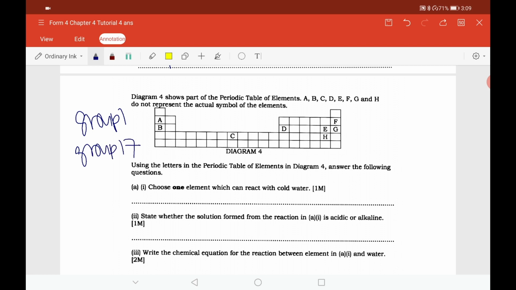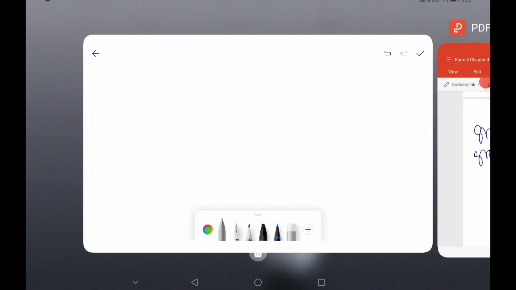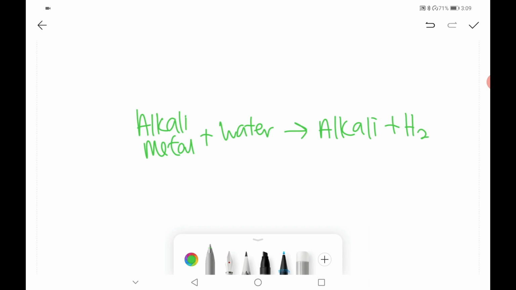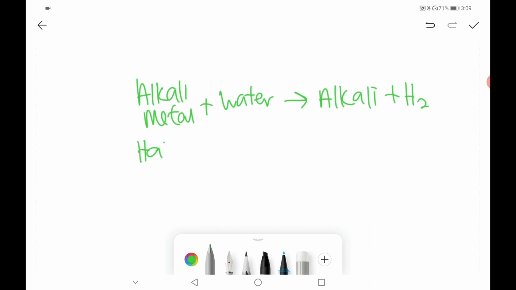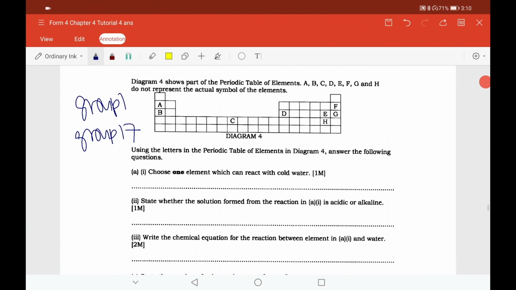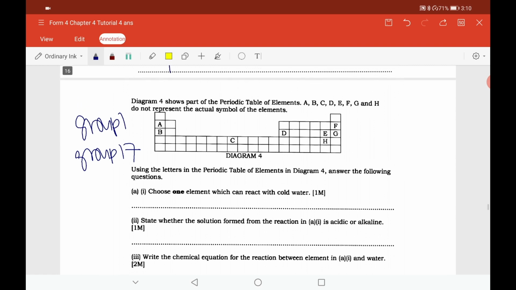Group 1 and group 17 can react with water, because when an alkali metal from group 1 reacts with water, you produce an alkali and hydrogen gas. For group 17, when we put halogen in water, you will produce 2 acids. So group 1 and group 17 can react with water. Here you have 4 possible answers. Who is in group 1?